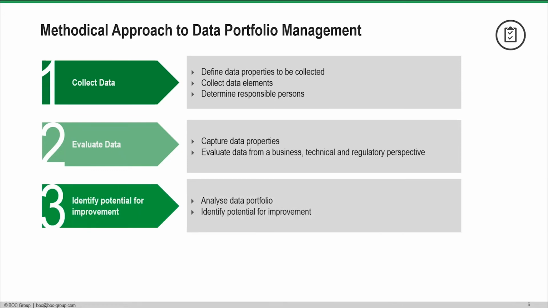Next, we have the identification of potential for improvement. The first step for us here is to analyze the data portfolio. On the basis of the data collection and evaluation that we've done in steps 1 and 2, a certain need for action can then arise.